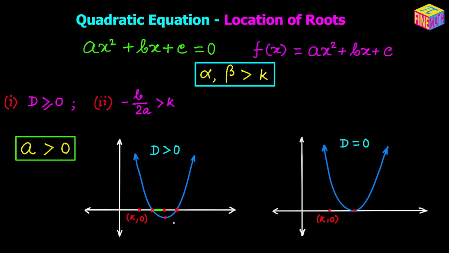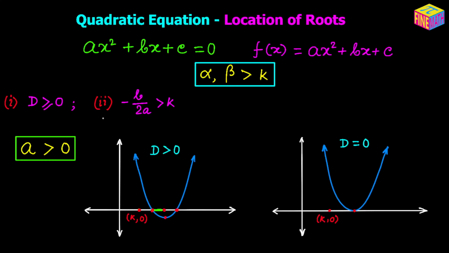Now if you look at that green portion, if k is located in the green portion, then also the x coordinate of the vertex will be greater than k. However, the smaller root will be less than k. So we really could not guarantee that both roots will be greater than k. Now to guarantee that both roots will be greater than k, somehow we have to make sure that k is not inside the parabola. I mean k is not between the two intersecting points of the parabola. So somehow we have to bring k outside of the parabola.